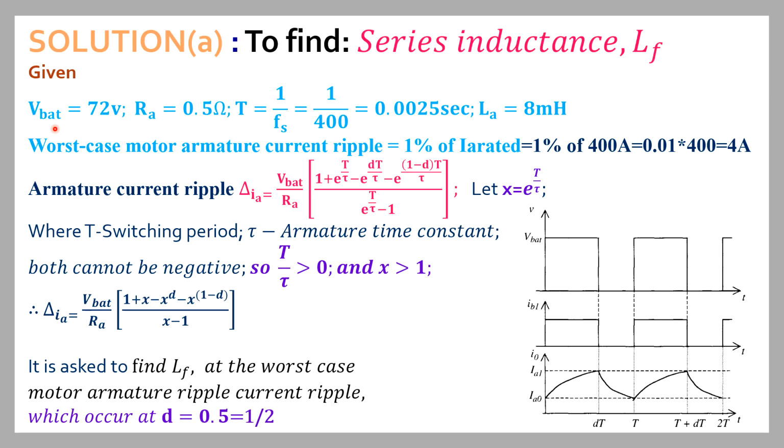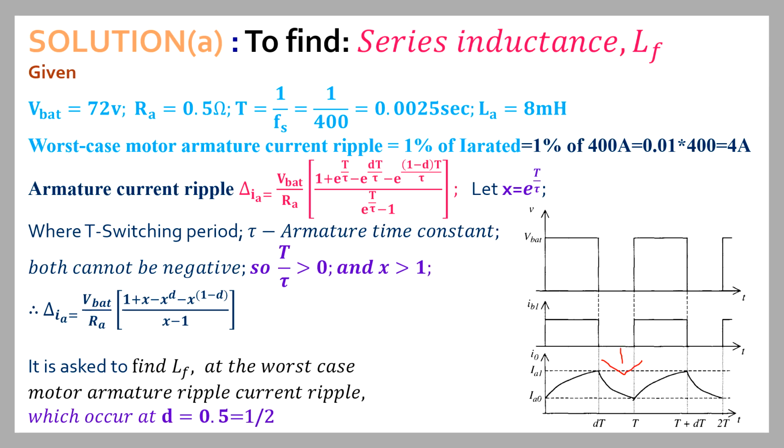Write the given data. Battery voltage, RA, frequency is given as 400, so my switching period is 0.0025. LA is given. Also a clue is given: worst case motor armature ripple. The worst case motor armature current ripple will occur only at D equal to 0.5.